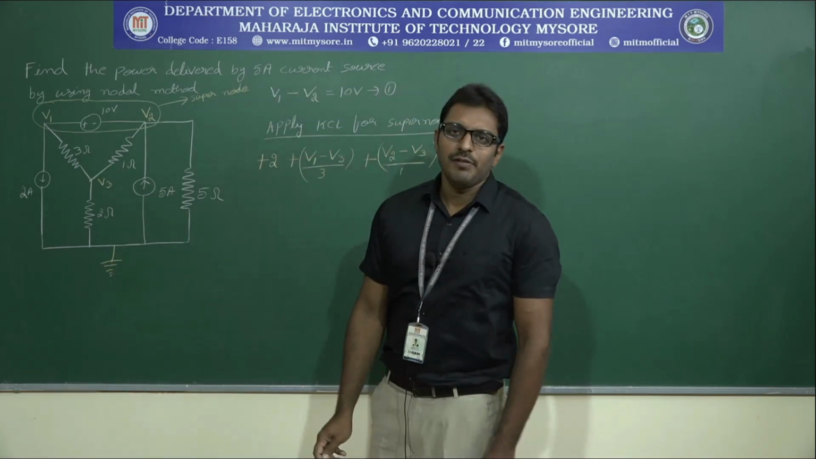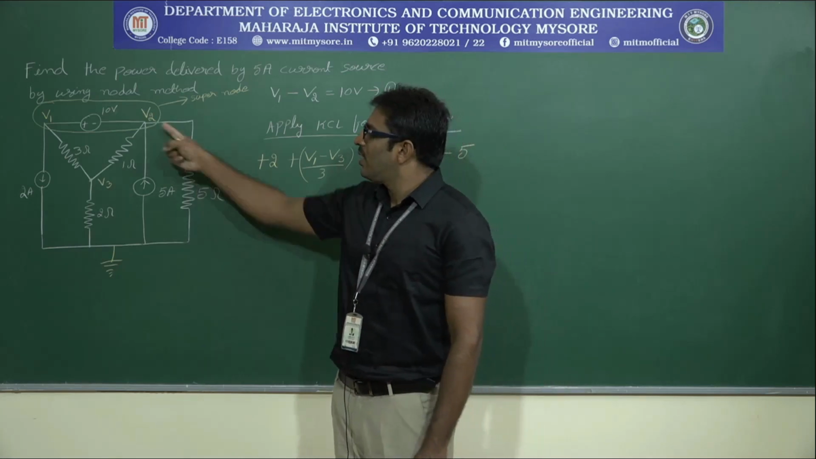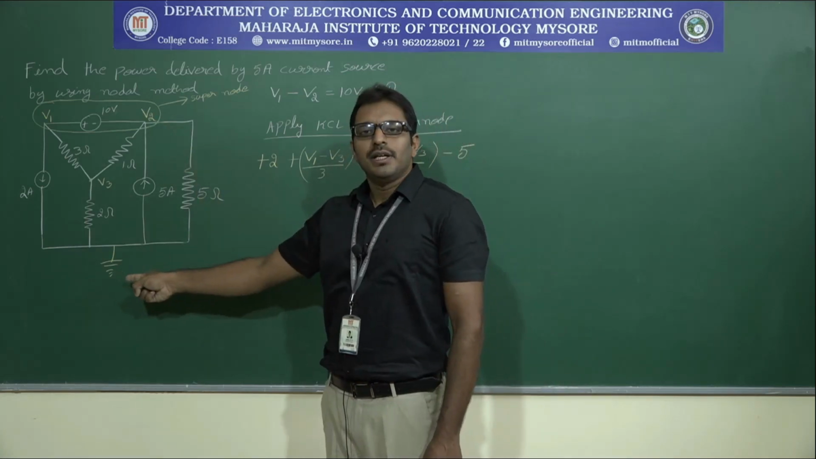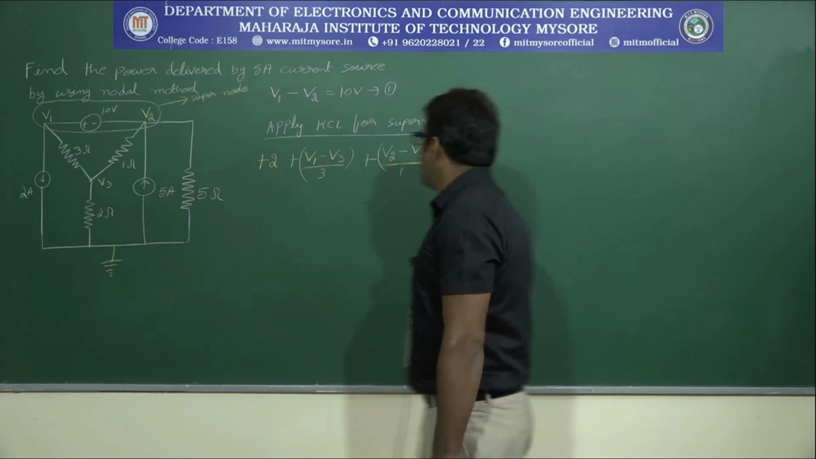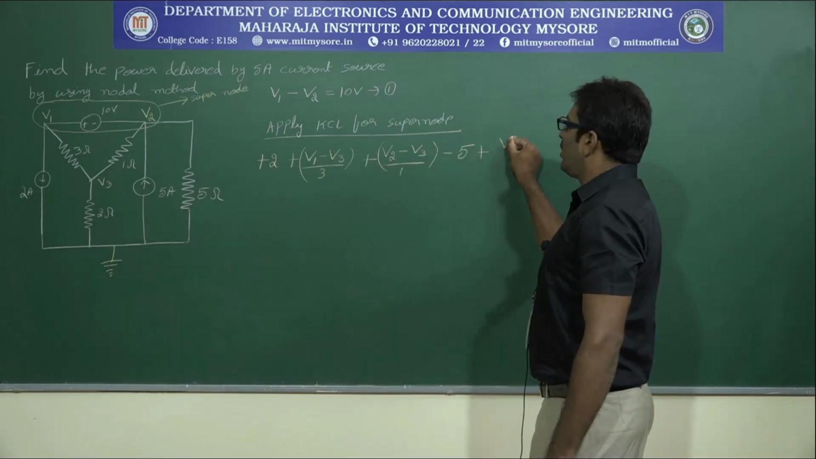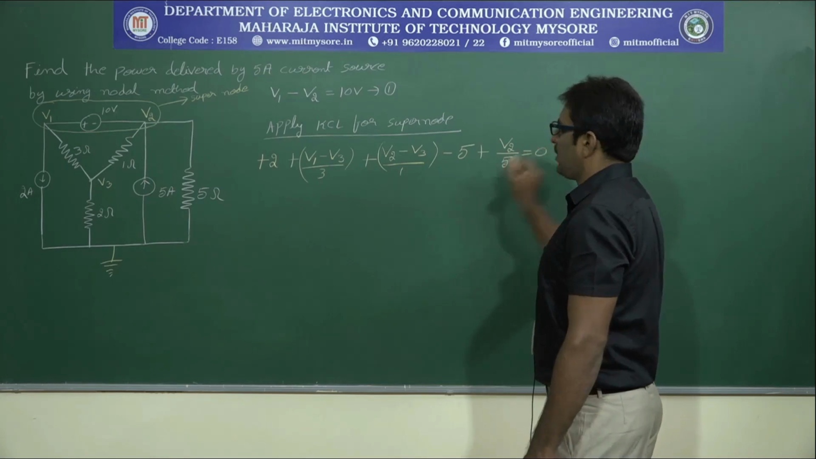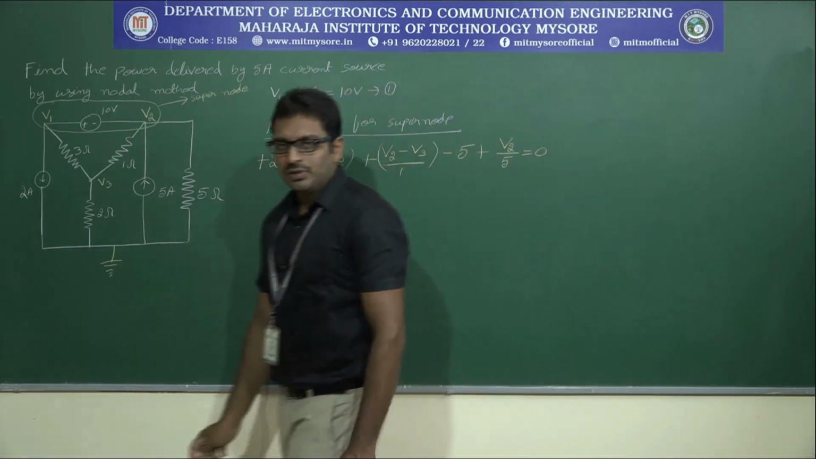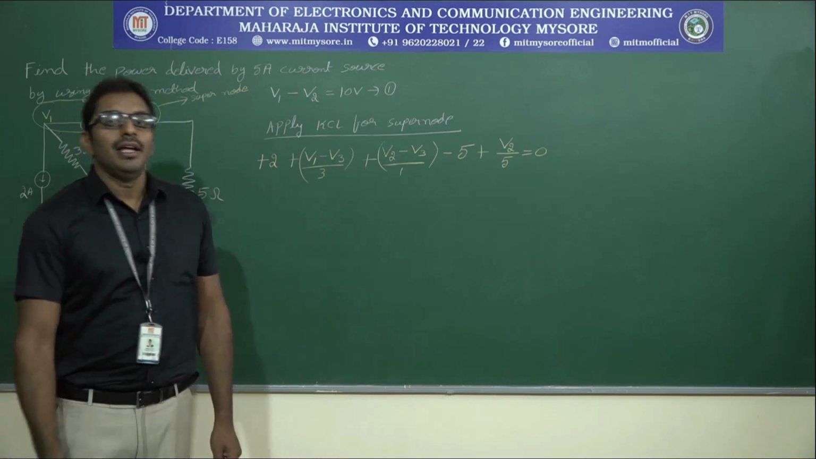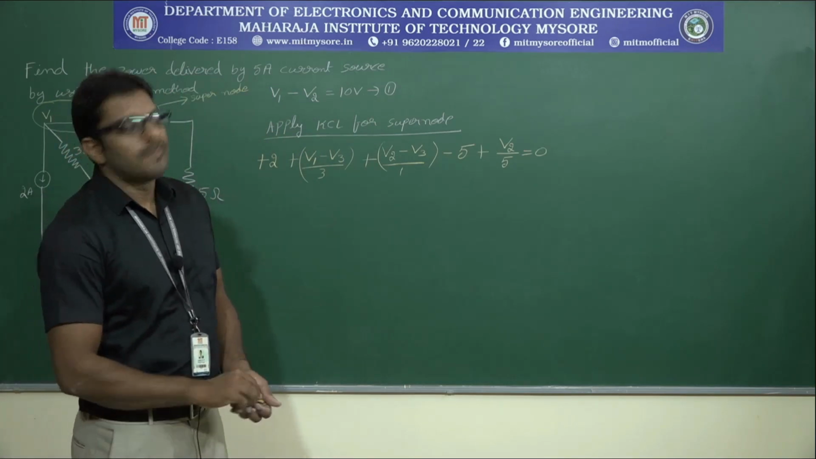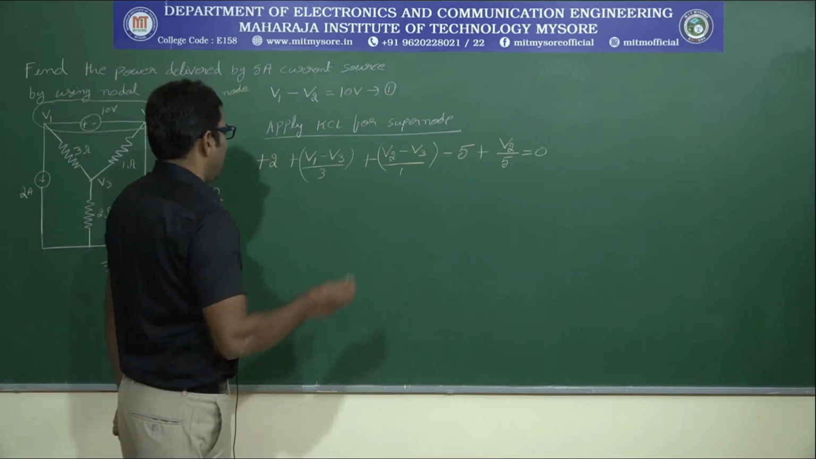Okay, so what is the potential difference across this 5 ohm resistor? V2 minus 0 divided by resistance 5. So, just write V2 divided by 5, that is equal to 0. So, this is the KCL equation for the supernode. Next, just simplify this equation.